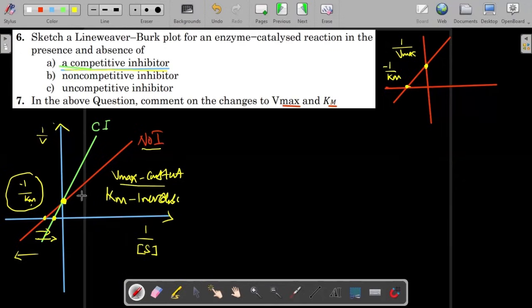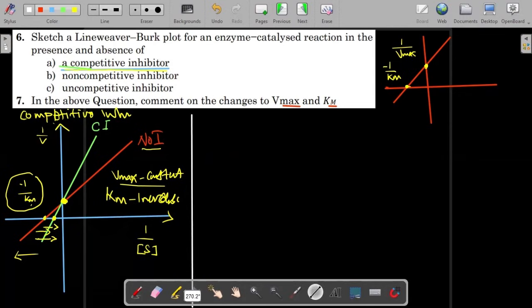Okay, so the Vmax remains constant because this point does not change, but for the Km, this graph has moved to the right like that. So it means the Km increases. Okay, so this here is when you have a competitive inhibitor. So if you have a competitive inhibitor, then you expect something like that to happen.